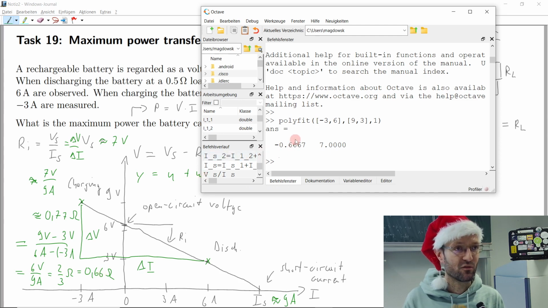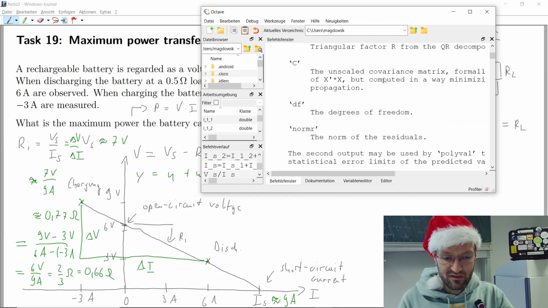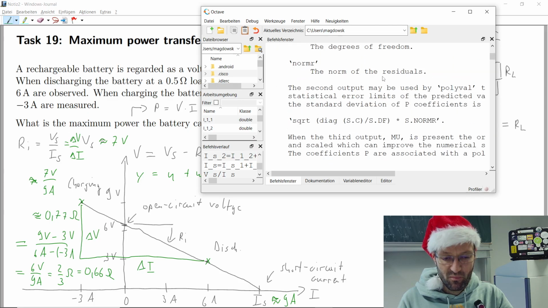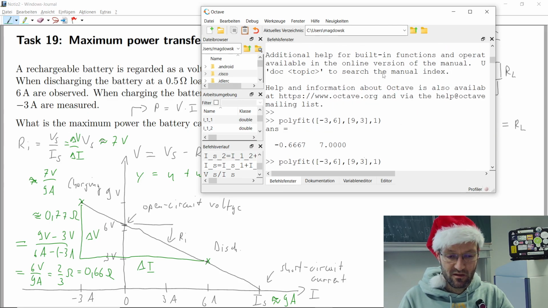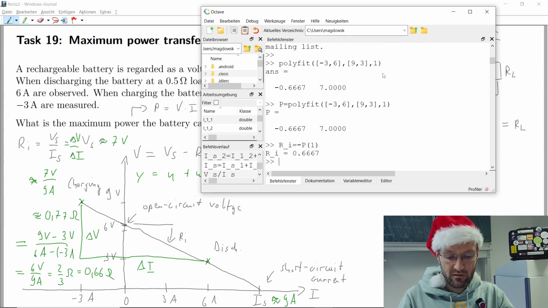We will see. And now we get minus 0.66, which is the slope. And the resistance is of course not negative. So our inner resistance would be this as the positive value, and we get the 7 as our intersection here. So the 7 was a very lucky guess. The short circuit current is not a lucky guess, but now I can, as the help suggests, put this into something called P. And so the P1 negative would be our inner resistance, and the source voltage would be the P2.